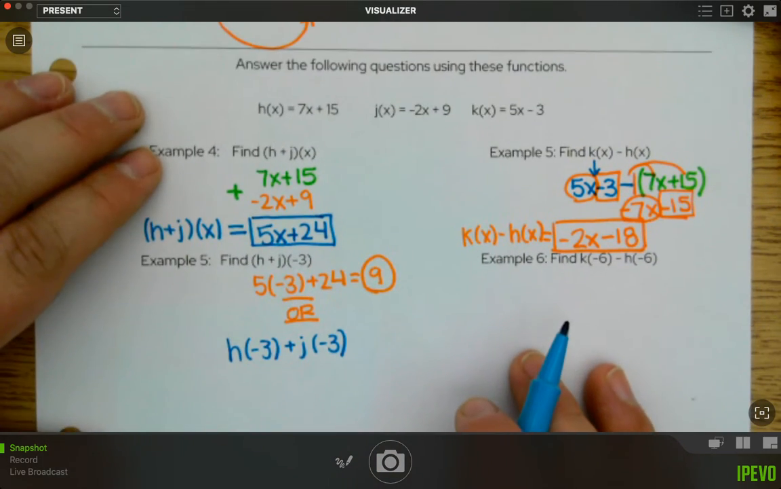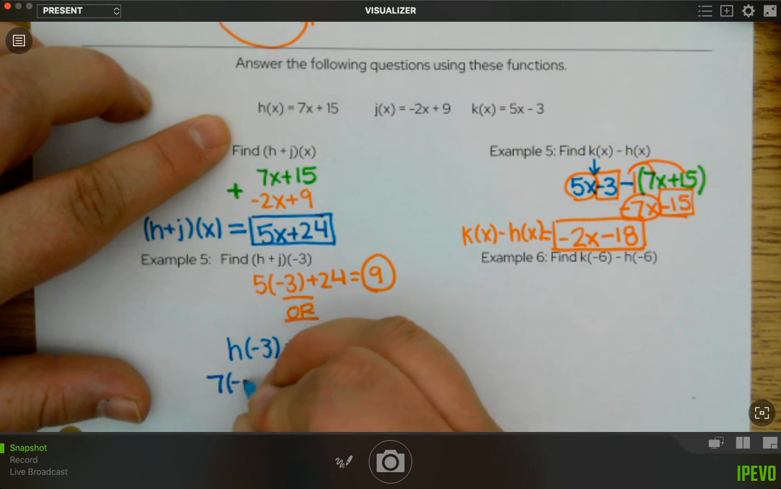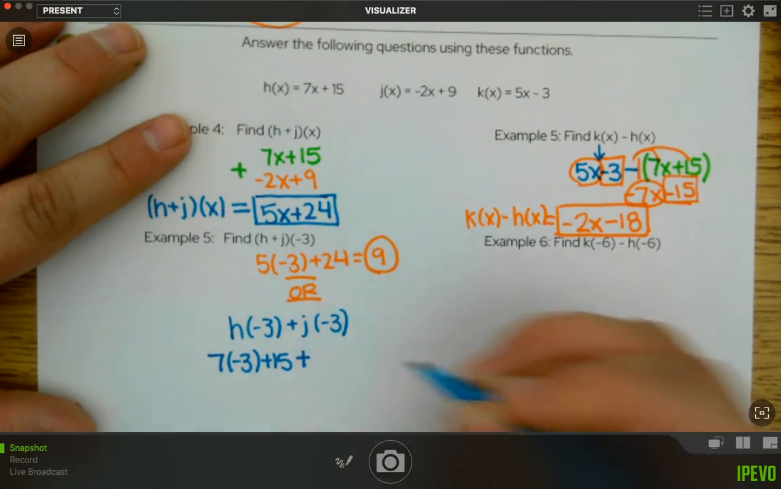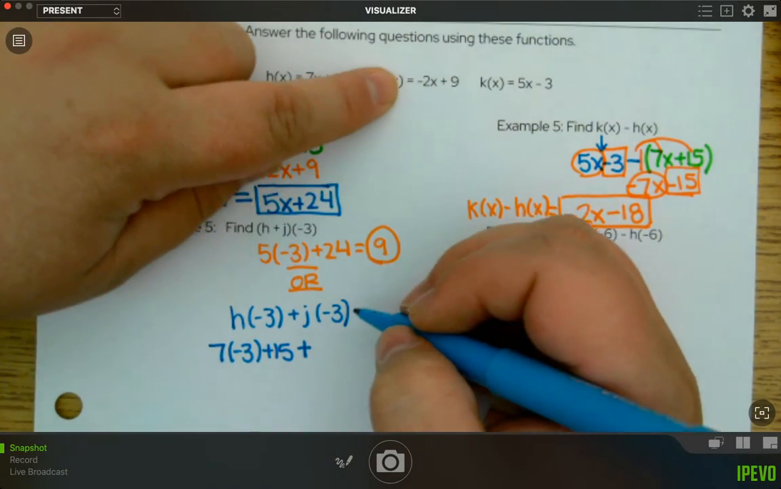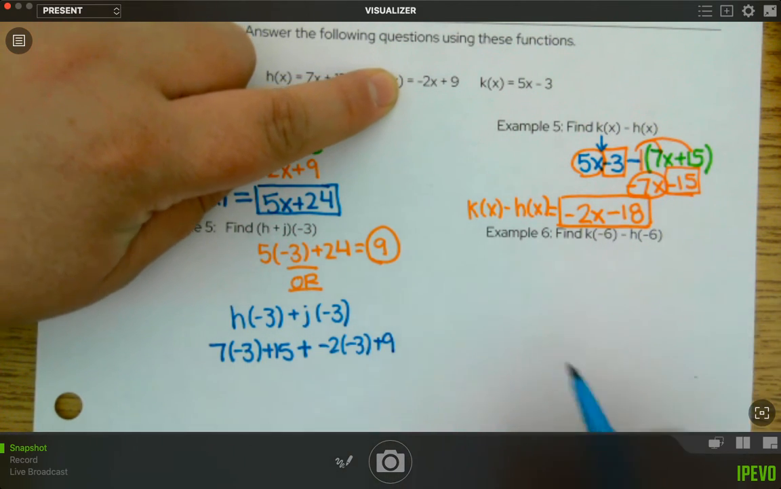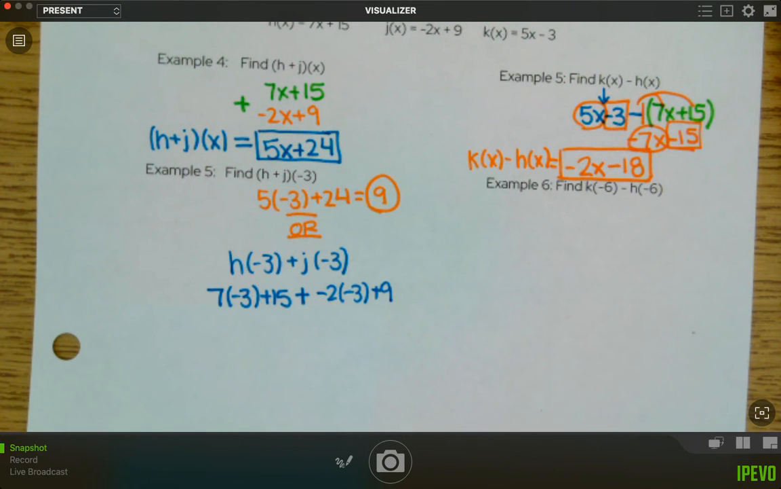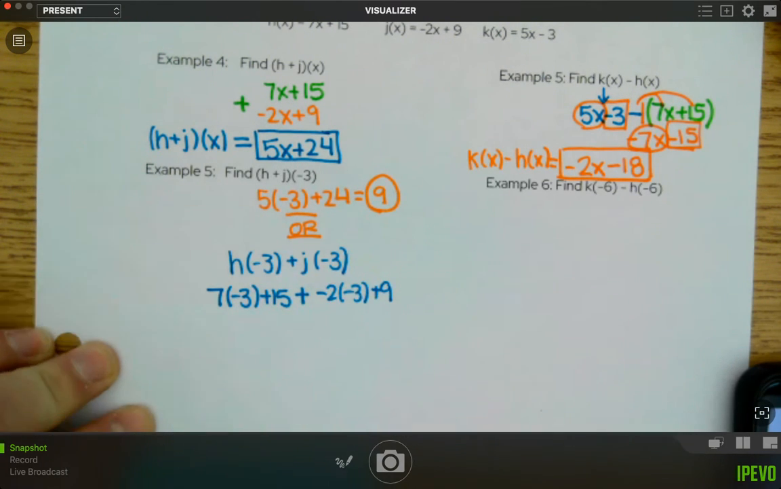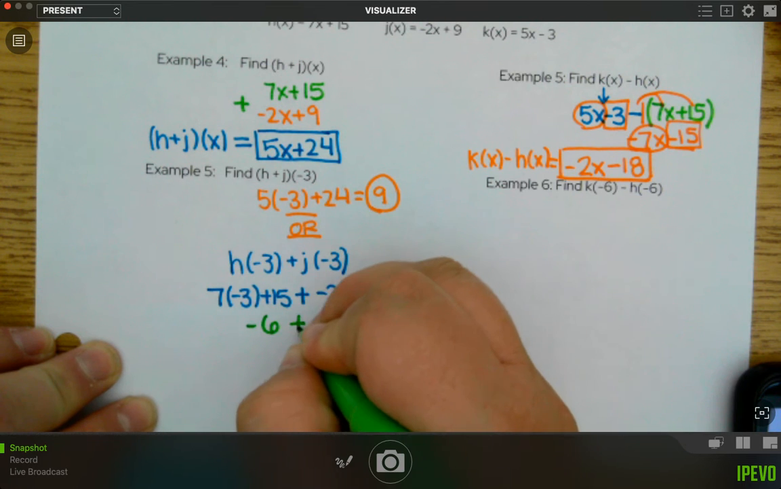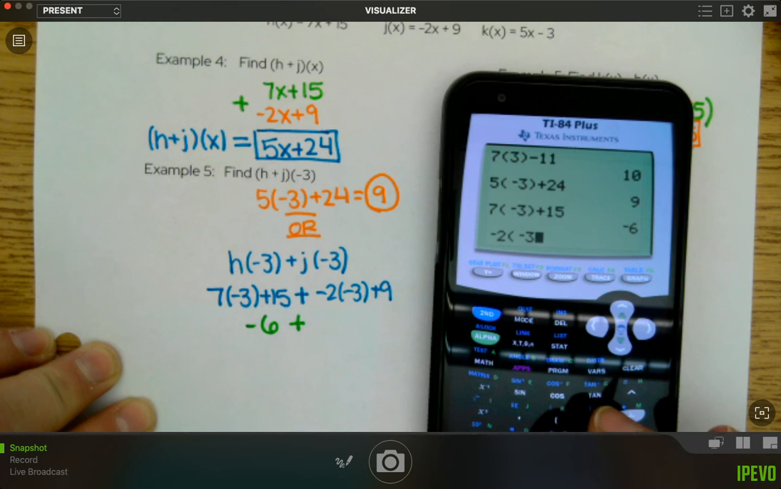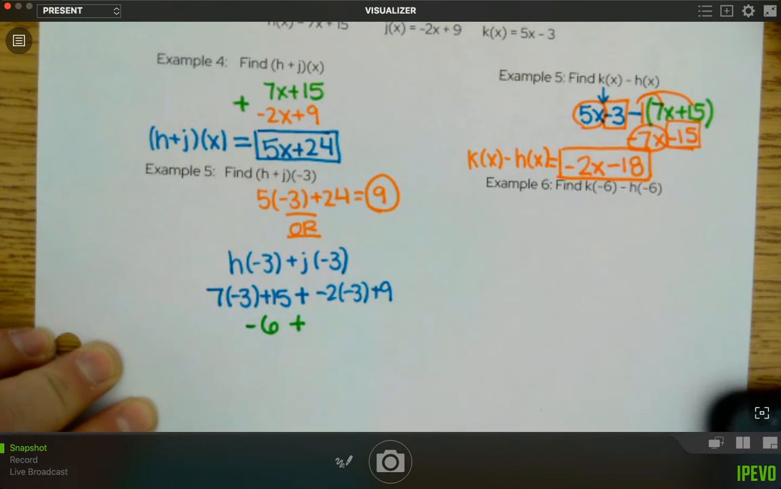Well, h of x is 7x plus 15. So that would be 7 times -3 plus 15. Plus, I'm going to plug -3 in for j. So -2 times -3 plus 9. And then I'm going to find those two answers. So 7 times -3 plus 15 is -6. Plus -2 times -3 plus 9 is 15.